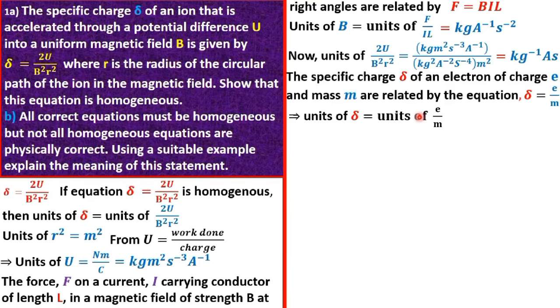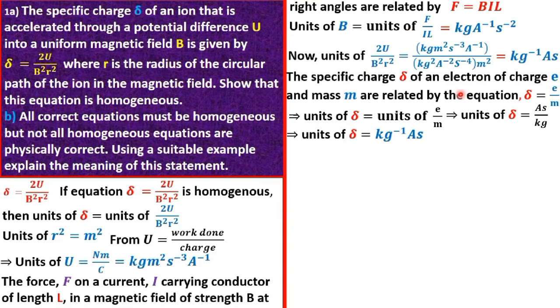Now, friends, it therefore means that the units of our delta becomes that of E, which is the coulombs, which is simply amperes times seconds. Then that of m is the kilograms. So if we simplify, friends, we have the units of delta to be the same like per kilograms, amperes, seconds. So, friends, we can say that the units of delta is equal to the units of what? 2u over b squared rho squared, right? Which is the same as per kilograms, amperes, seconds.